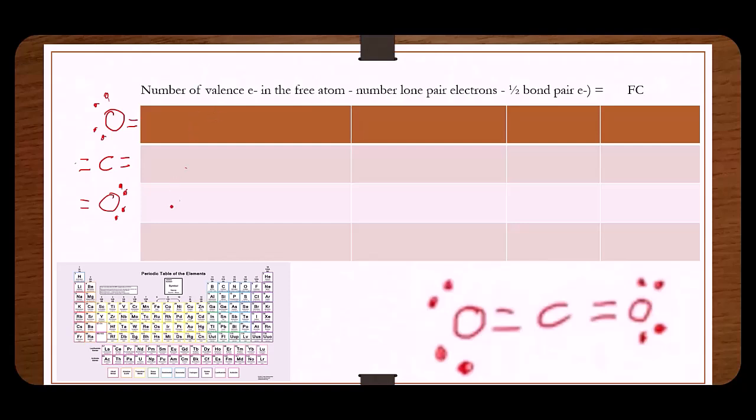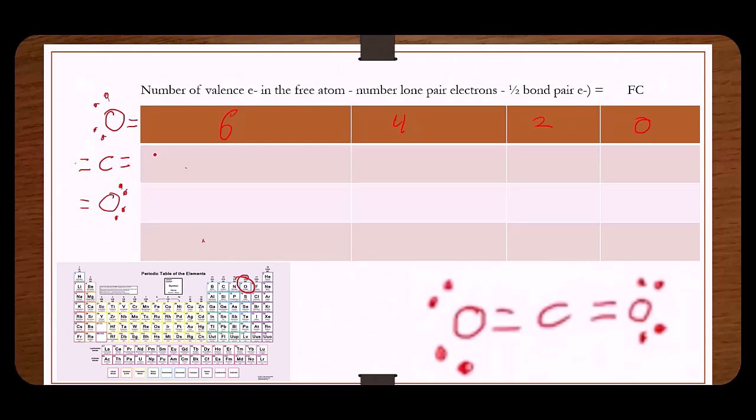The number of valence electrons in a free atom is in group 6, and that's 6 valence electrons. There's two sets of lone pair electrons, so there's 2 in each one, so that would give us 4. And there's 2 bonds, and there's 2 valence electrons in each bond, and we get half of those. So that would give us 2. So 6 minus 4 minus 2 would be 0.